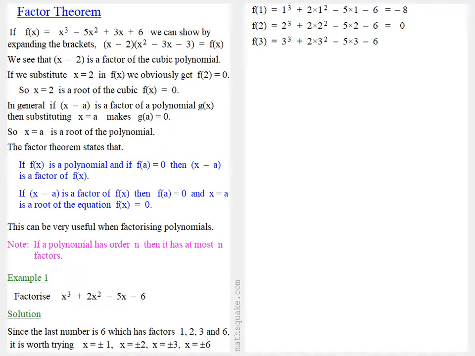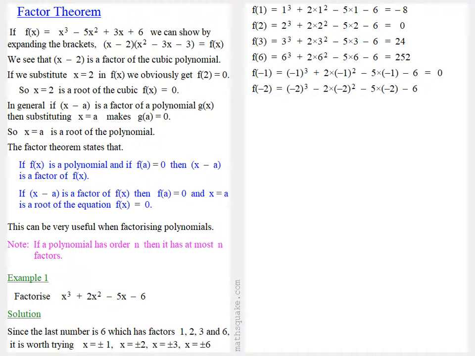If we try f(3), we get 3 cubed plus 2 times 3 squared minus 5 times 3 minus 6, which comes out to 24. If we try f(6), 6 cubed plus 2 times 6 squared minus 5 times 6 minus 6 is 252. f(minus 1) is minus 1 cubed plus 2 times minus 1 squared minus 5 times minus 1 minus 6, which is minus 1 plus 2 plus 5 minus 6, which is 0. So x plus 1 is a factor.